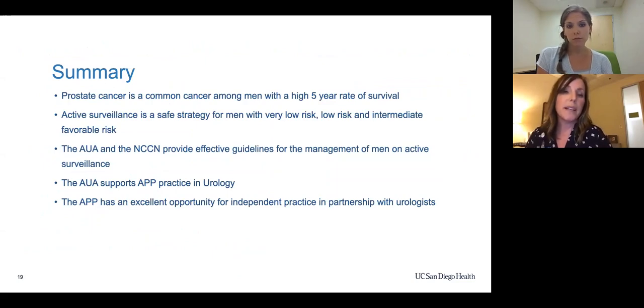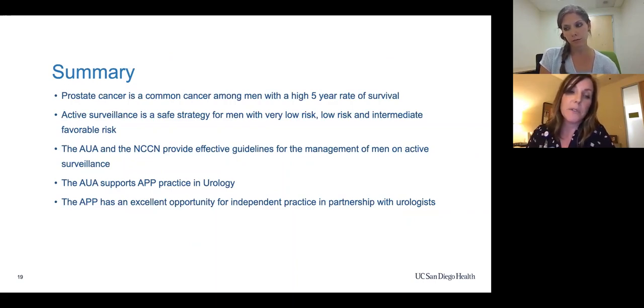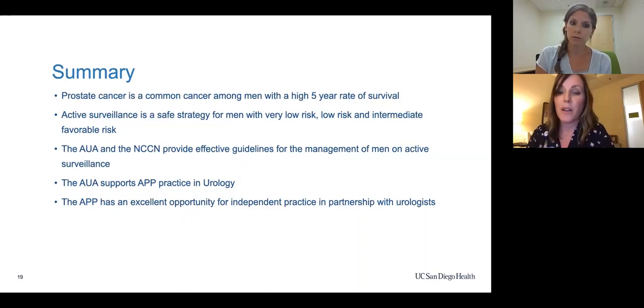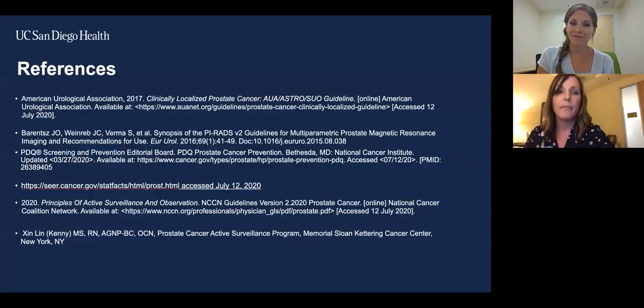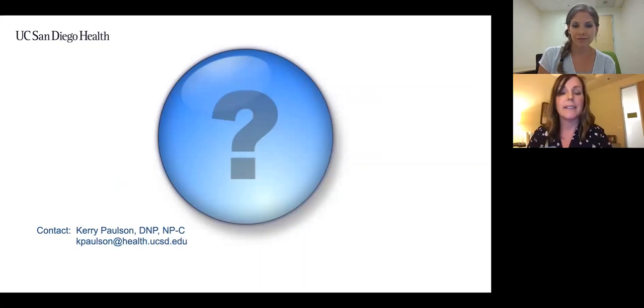So in summary, prostate cancer is a common cancer among men with a high 5-year survival rate. Active surveillance is a safe strategy for men with very low risk, and intermediate favorable risk. The AUA and the NCCN provide effective guidelines for the management of men on active surveillance, and the AUA supports APP practice in urology. The APP has an excellent opportunity for independent practice in partnership with urologists. These are my references, and time for questions.